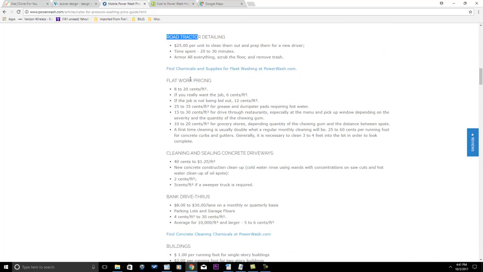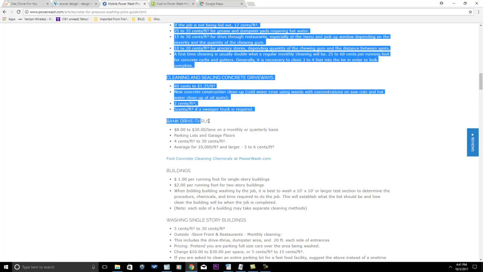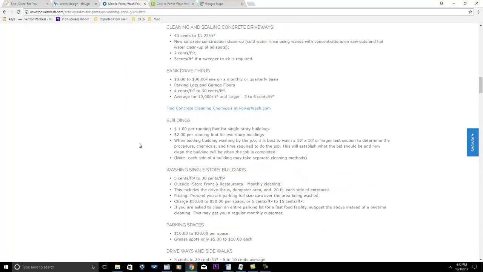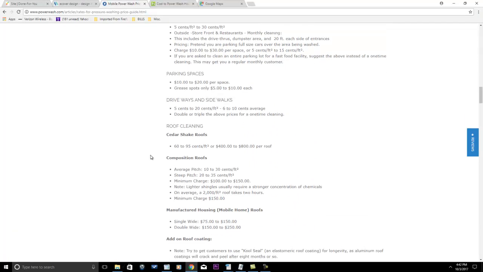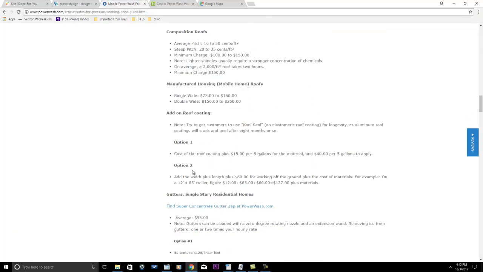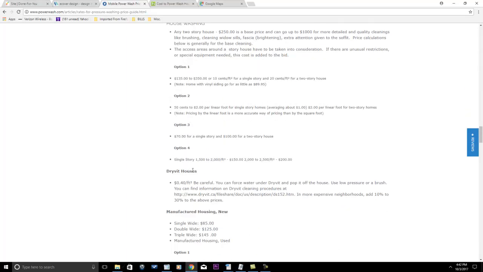More of that, flat work, they talk about driveways and sidewalks again. It gives you all sorts of different ways and angles to price, different methods. Cleaning, seal coating concrete driveways, bank drive-throughs. It gets into commercial, residential, parking spots, grease spots. I mean, this gives you just a general idea for everything. Roof cleaning. So hopefully this can be helpful for you. Again, it's in the description.